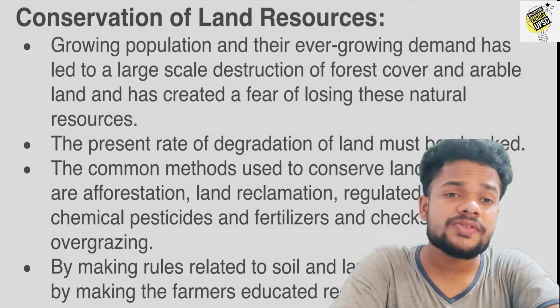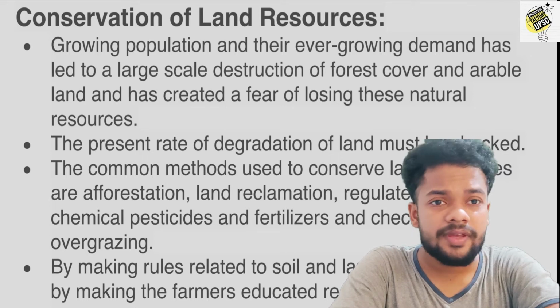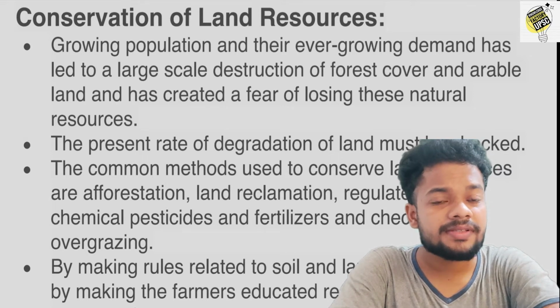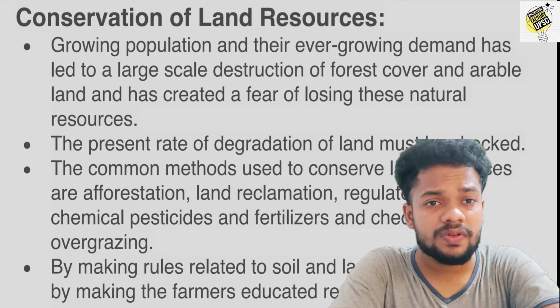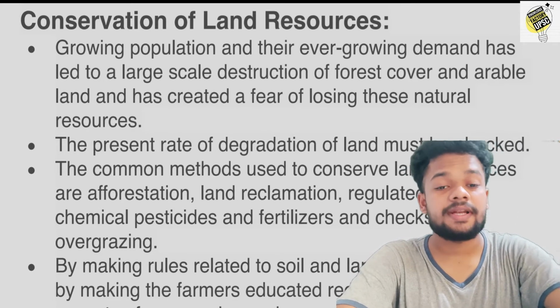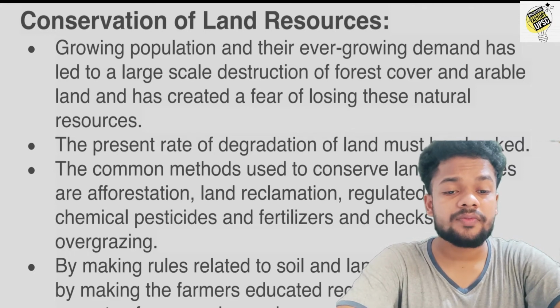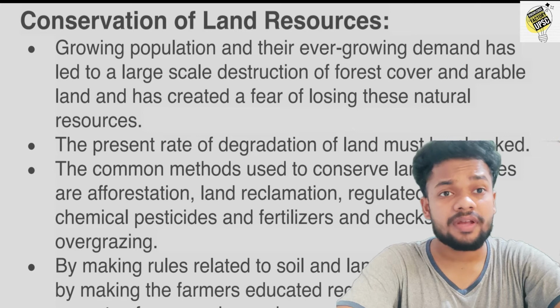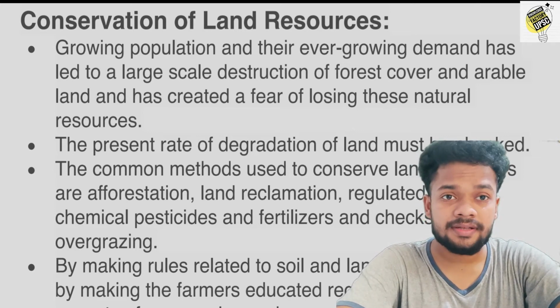That means the government should take the first step for the preservation of the land by providing awareness among the farmers regarding overuse of land, over fertilization and overgrazing of the land. Okay, and by making rules regarding soil and land conservation and making our farmers aware about this overutilization, it will also help in the development of our soil in great detail.